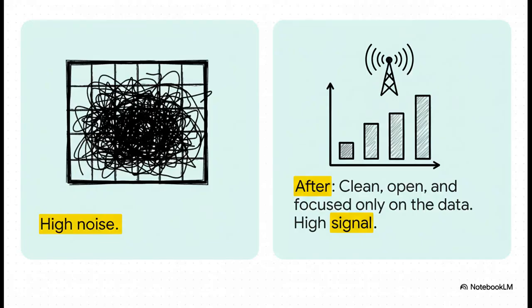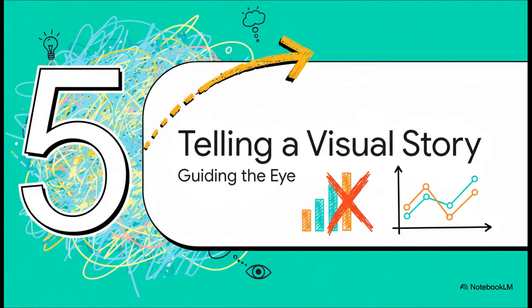And wow, just look at the difference. On the left, you've got high noise, total chaos. On the right, high signal. We haven't changed a single data point, but just by removing the clutter, the story is already starting to emerge. It's so much clearer, isn't it? It's amazing. So our chart is clean. That's a huge step. But we can do better.